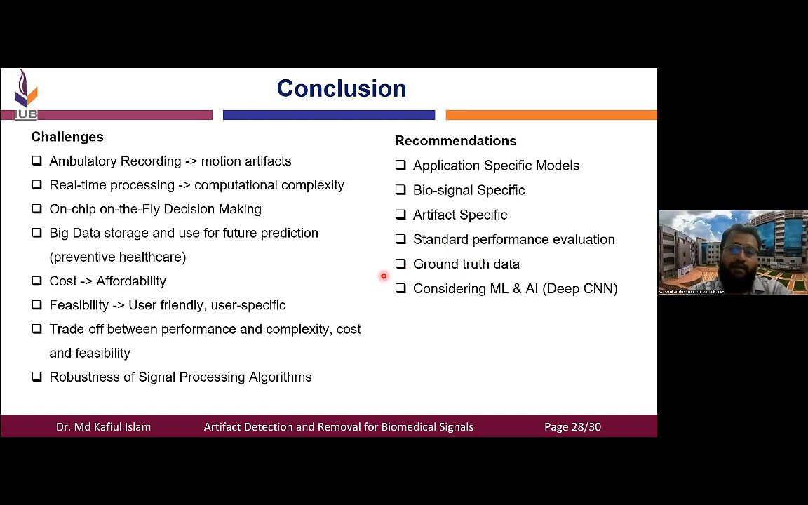You should always have the ground truth data, otherwise you cannot evaluate your method's performance in a fair way. People these days are obviously considering machine learning and AI, and some of them are also considering deep learning or deep convolutional neural networks to get rid of artifacts and eventually make the decisions. So I think the future is the use of CNNs, but at the same time, you should understand the physical interpretation of those models and whether they are robust or not.